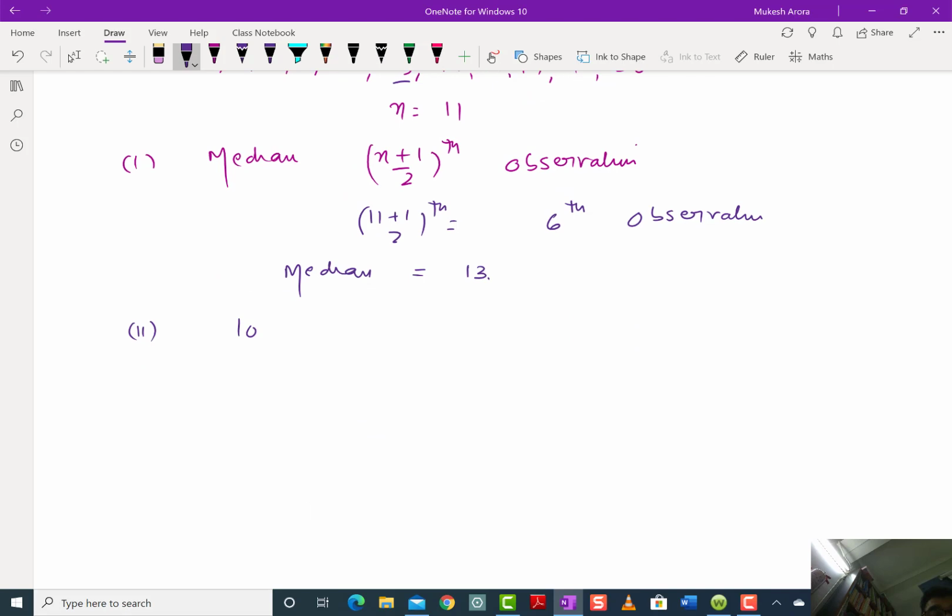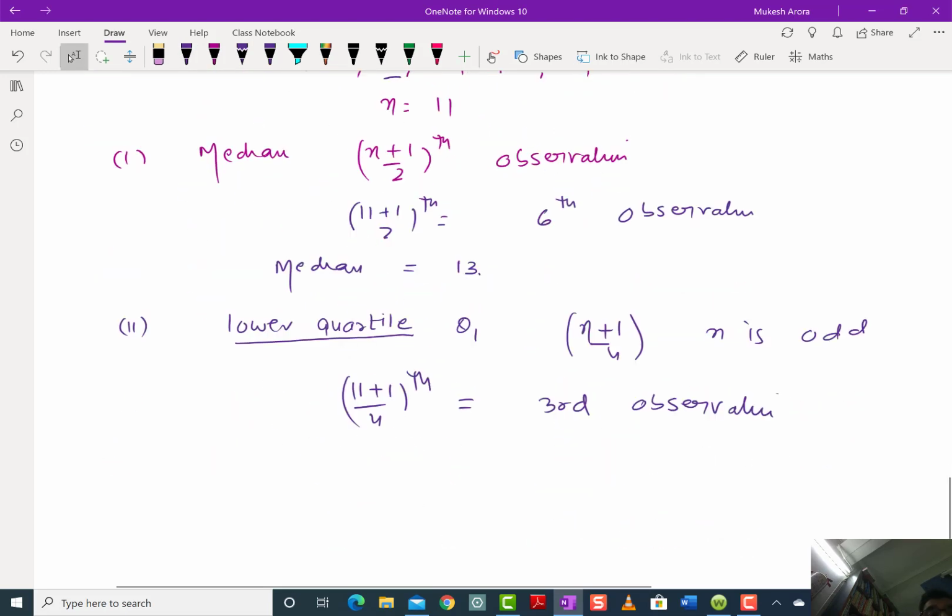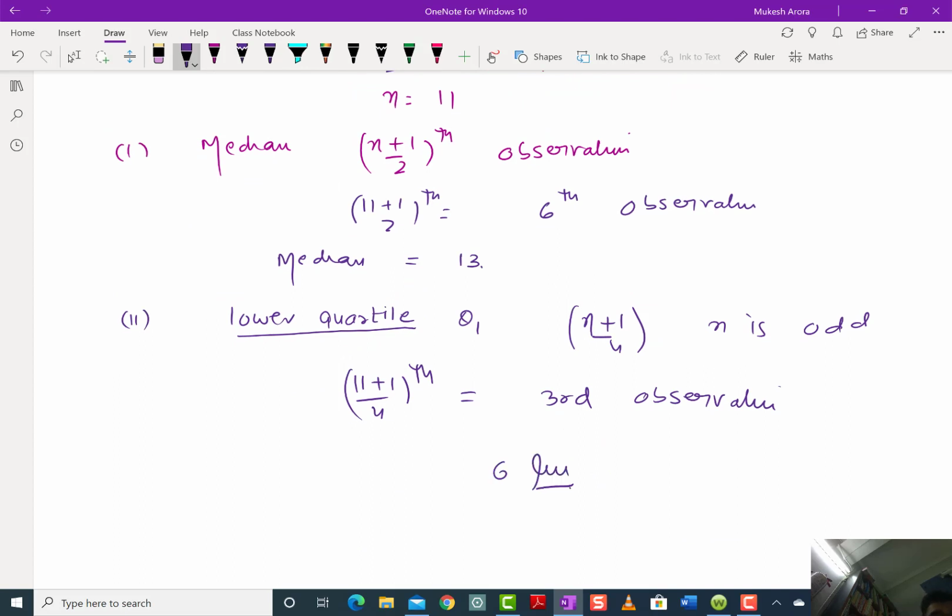Second, lower quartile. So Q1 is the (n plus 1) by 4th item when n is odd. So (11 plus 1) by 4, that is 12 by 4, is the third observation. The third observation is 6, that is Q1.